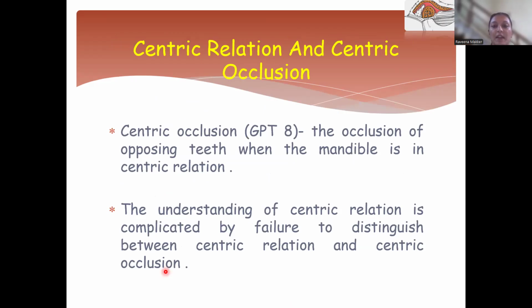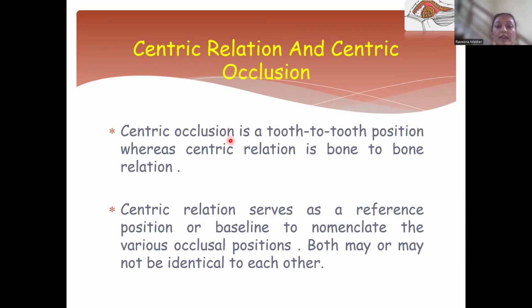Now, what is the difference between centric relation and centric occlusion? Centric occlusion, as we have learned earlier, is the occlusion of opposing teeth when the mandible is in centric relation. The understanding of centric relation is complicated by failure to distinguish between centric relation and centric occlusion. Centric occlusion is a tooth-to-tooth position, whereas centric relation is a bone-to-bone relation. Centric relation serves as a reference position or baseline to nomenclate the various occlusal positions. Both may or may not be identical to each other.